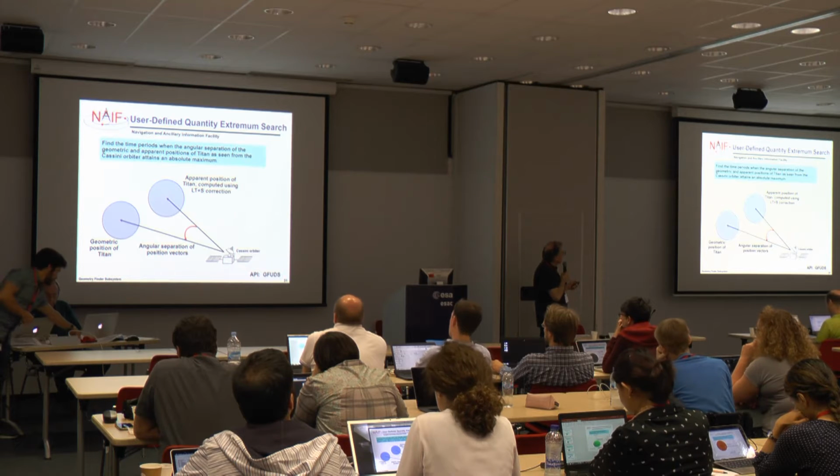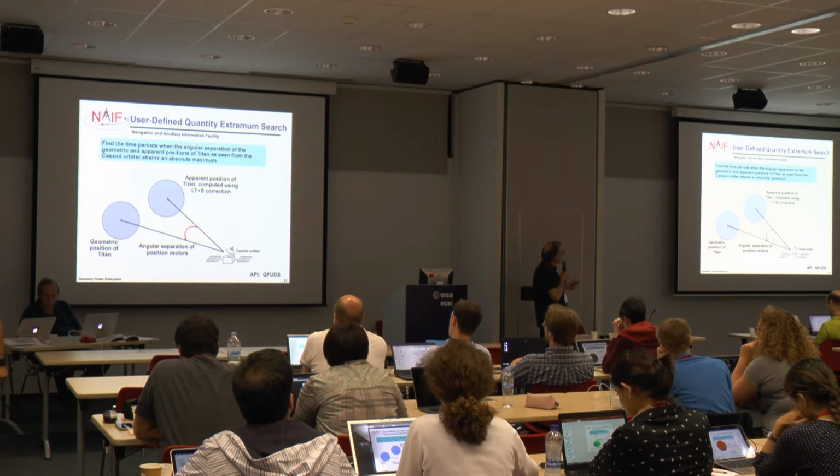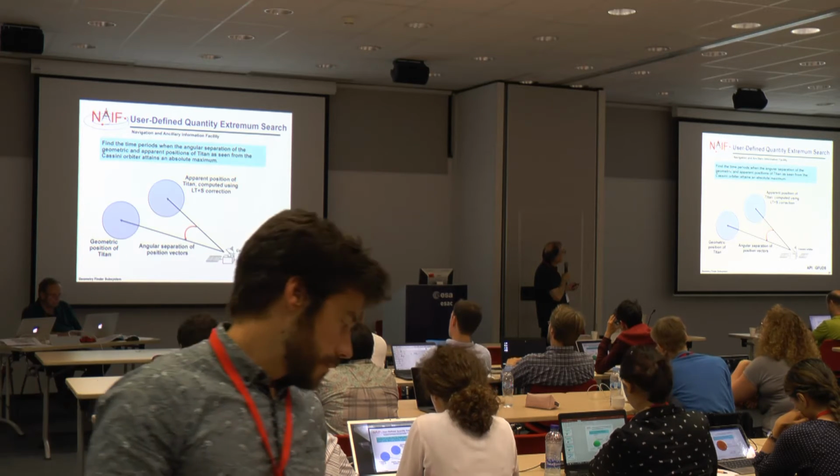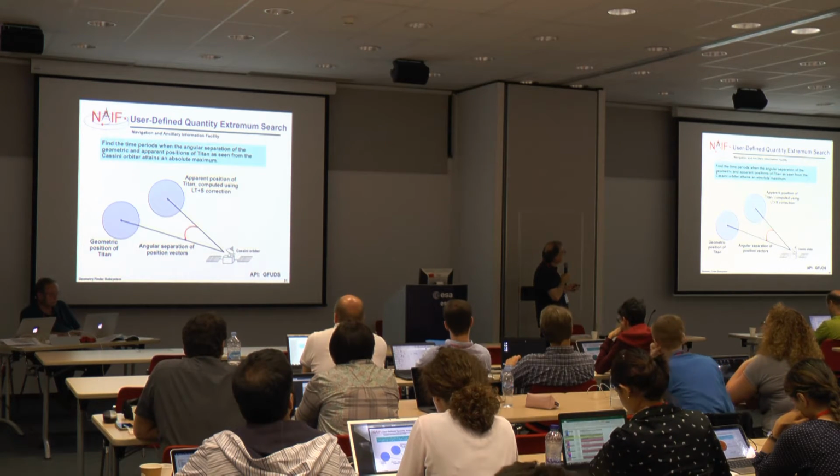Here's a case of a user-defined quantity extremum search. Here we're finding time periods when the angular separation of the geometric and apparent positions of Titan, where apparent can be corrected for light time and stellar aberration, as seen from the Cassini orbiter, attains the absolute maximum.